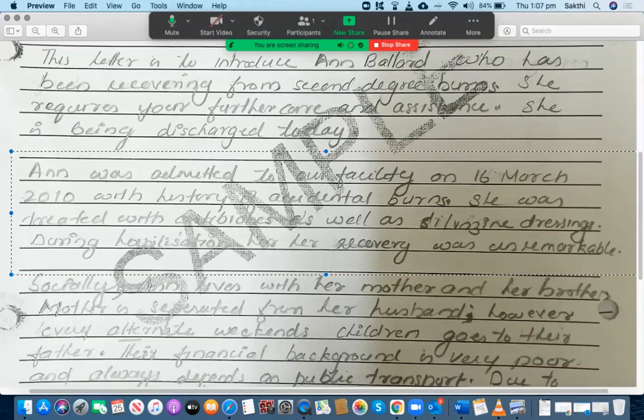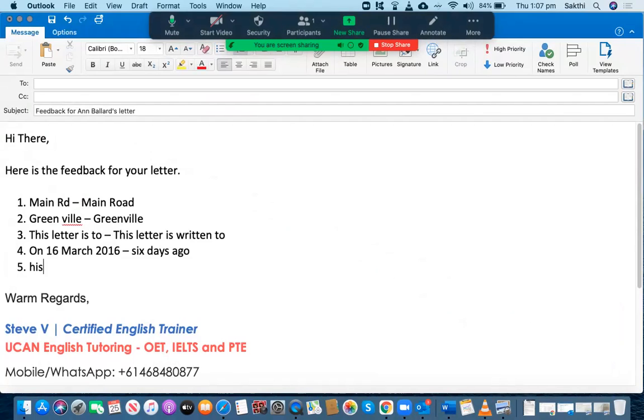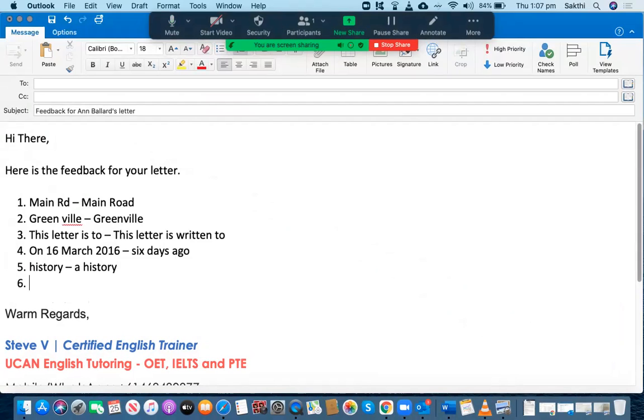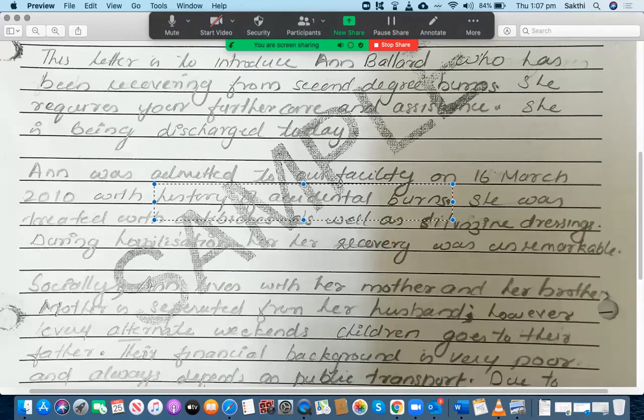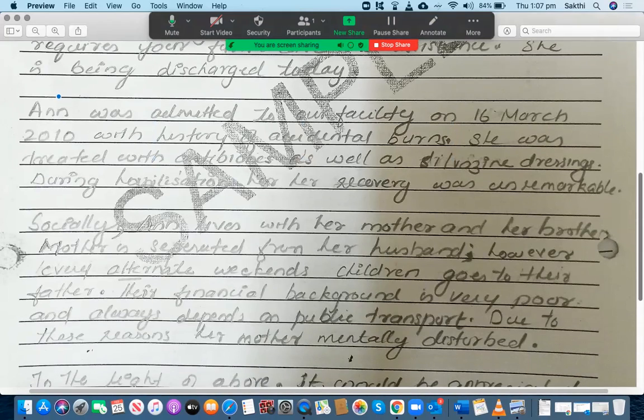With the history of accidental burns. You don't need to use with the history of, you could use with a history of. It's not history of, but it must be a history of. The article a needs to be used here. She was treated with antibiotics as well as silverizin dressing. That's all right.